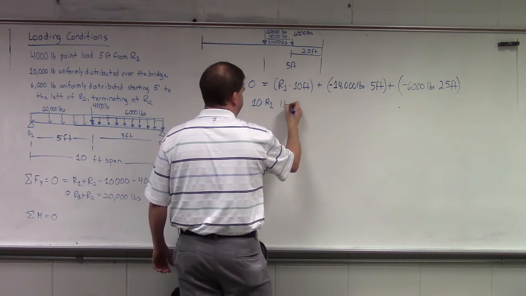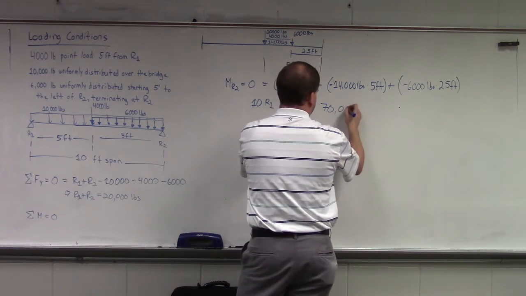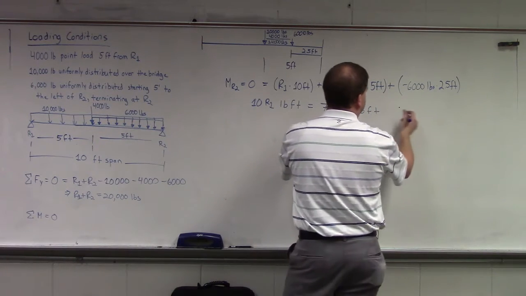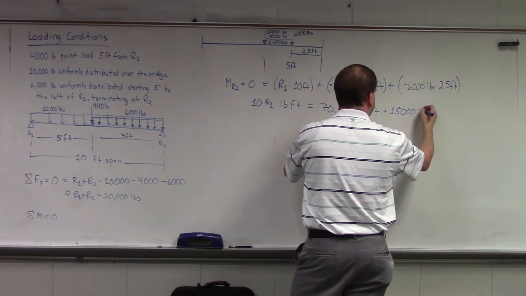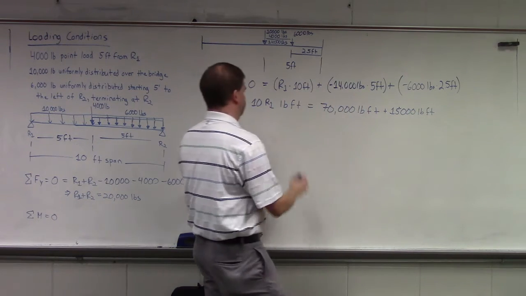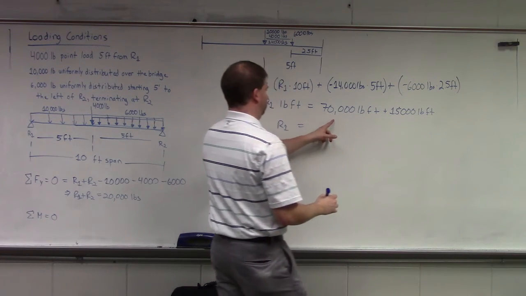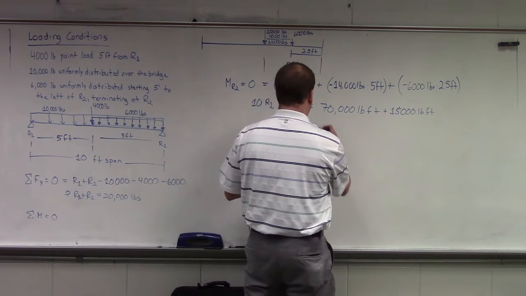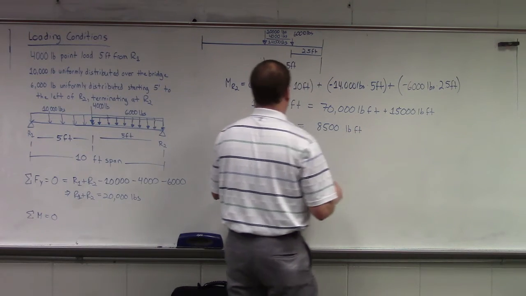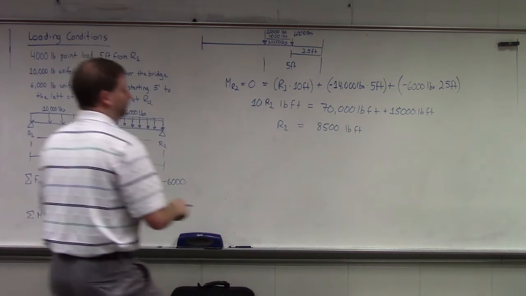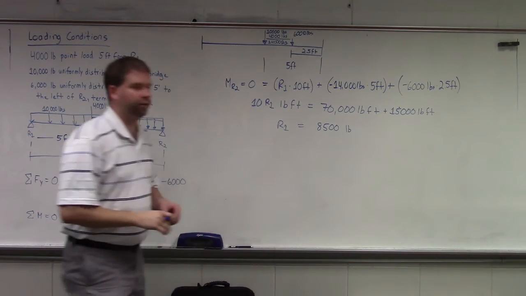10 times R1 pound-feet is going to equal 70,000 pound-feet. That's 15,000 pound-feet. Okay? So R1, what is that? 85? 85. Divided by 10. 85,000 there. Oh, okay, you already did it. 8,500 pounds?